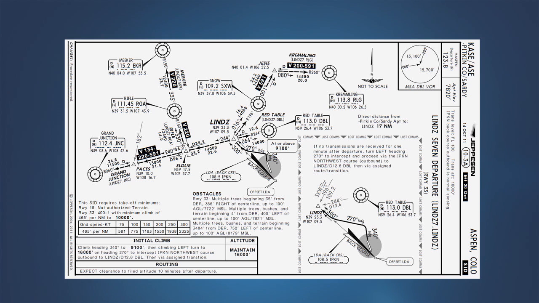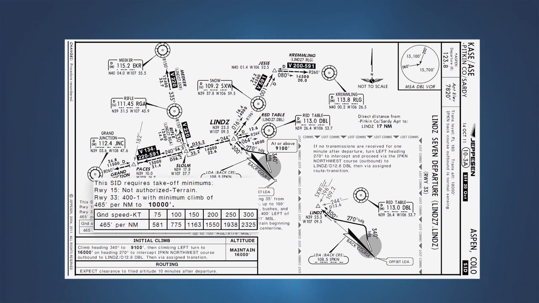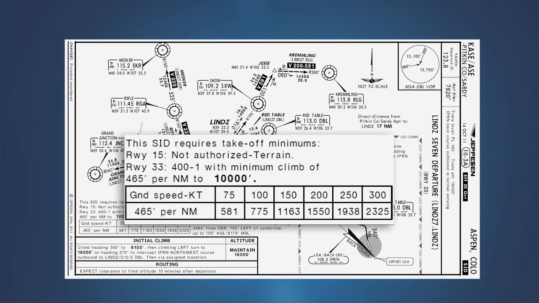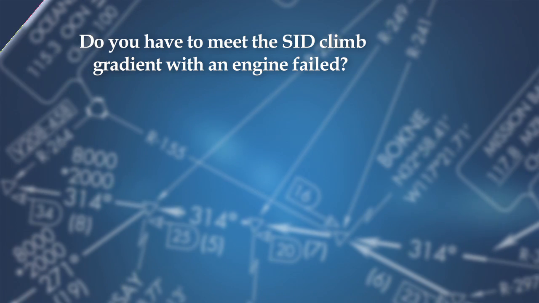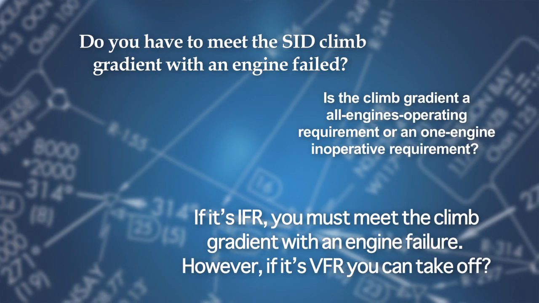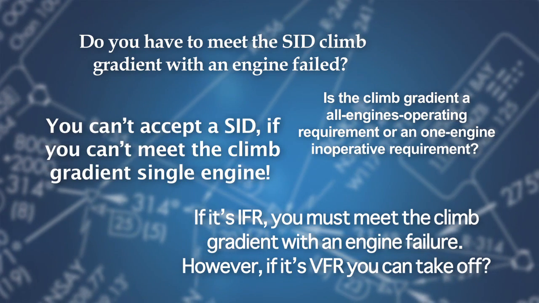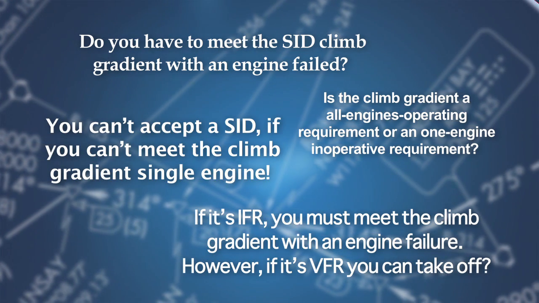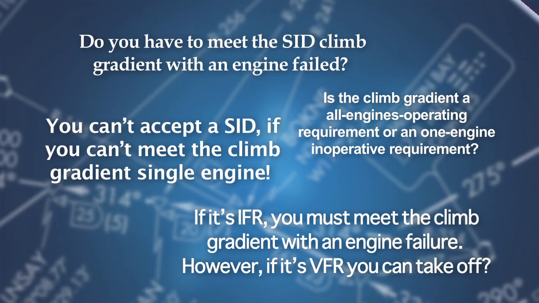IFR procedures like the LIN's standard instrument departure often contain minimum climb requirements. As mentioned by our flight crew in the Aspen briefing, this SID has a climb gradient requirement of 465 feet per nautical mile, up to 10,000 feet MSL. Over the years, pilots have asked many questions concerning the climb gradients published on SIDs and obstacle departure procedures. They have heard a variety of answers, some of them quite dubious. Let's answer the most important question first.